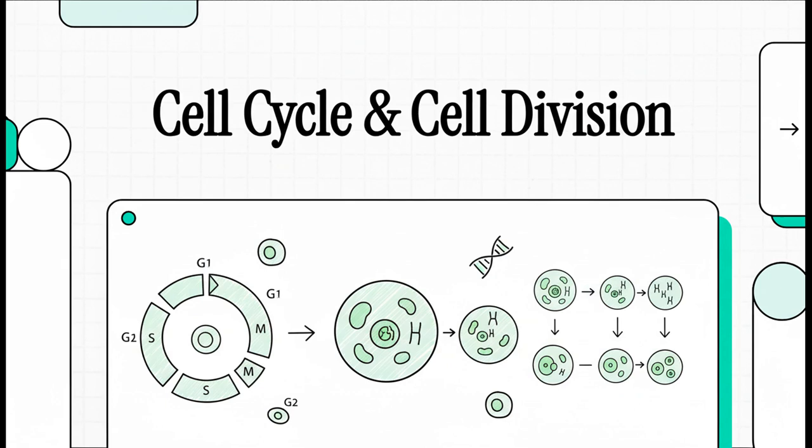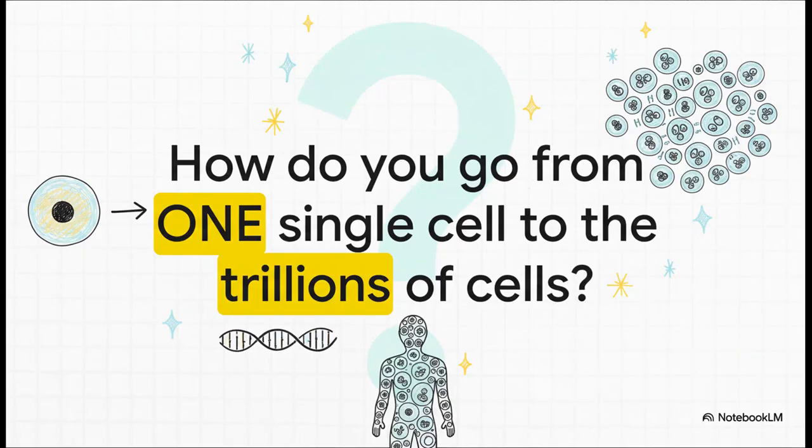Today, we are going to learn the amazing story of how our cells grow and multiply. It's the secret life happening inside you right this very second. So let's start with a really big question that this whole chapter answers. Have you ever thought about it? How do you go from just one single cell to the trillions and trillions of cells that make you, well, you? It's the story of how we are all made.